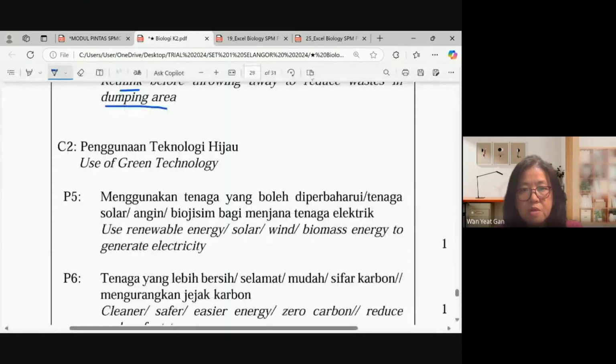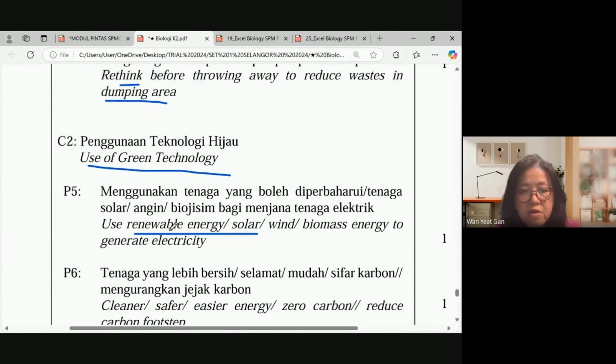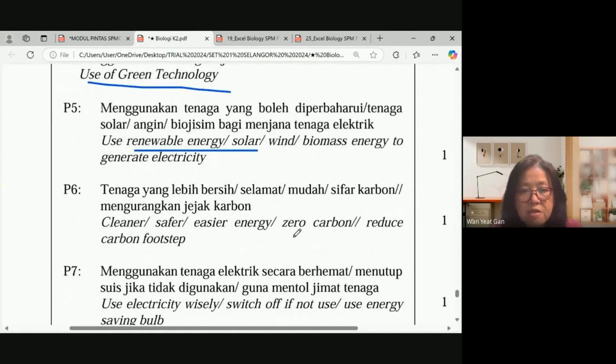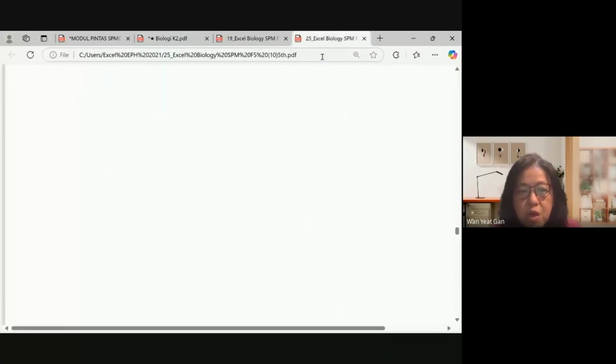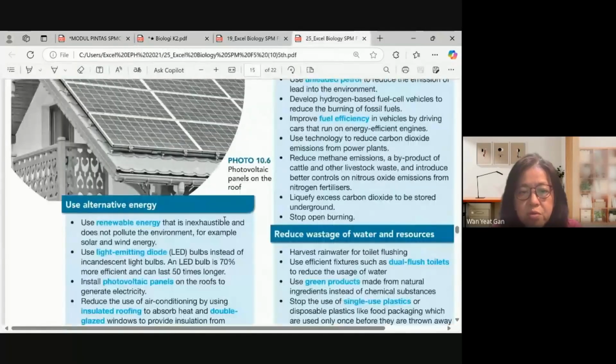Okay, so this thing is right. The use of green technology means you use renewable energy such as wind, solar, and biomass energy to generate electricity. Now, this energy is, of course, cleaner. Renewable energy is cleaner, safer, and you don't use fossil fuel, which will then contribute to more carbon footprint.